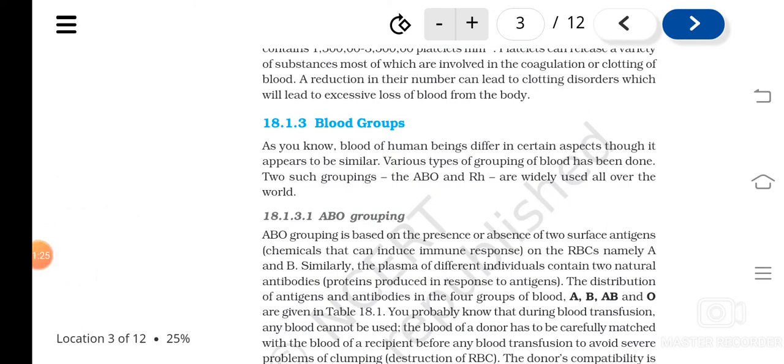Even though the blood groups look similar, there are a lot of differences between the different groups. Understood? In human beings, there are basically 4 different groups of blood, and there are 2 groupings, that is ABO blood grouping and Rh grouping. Based on the ABO antigens, and also based on the Rh antigen.